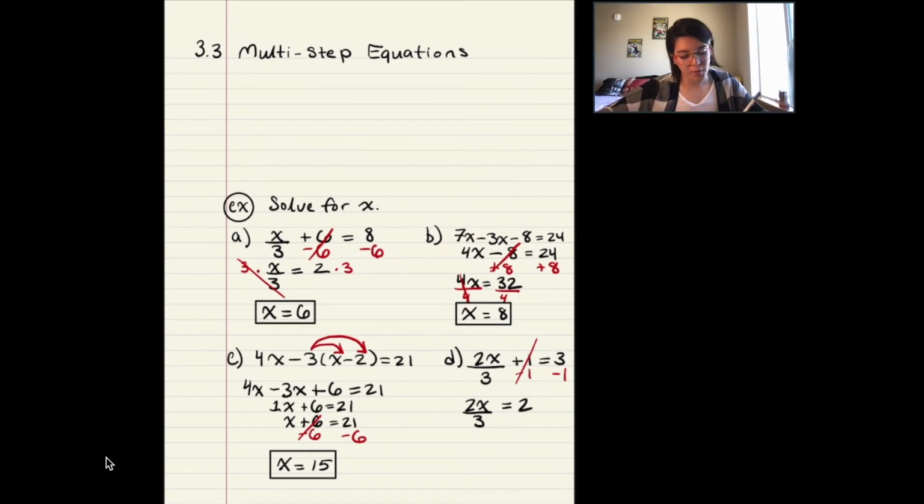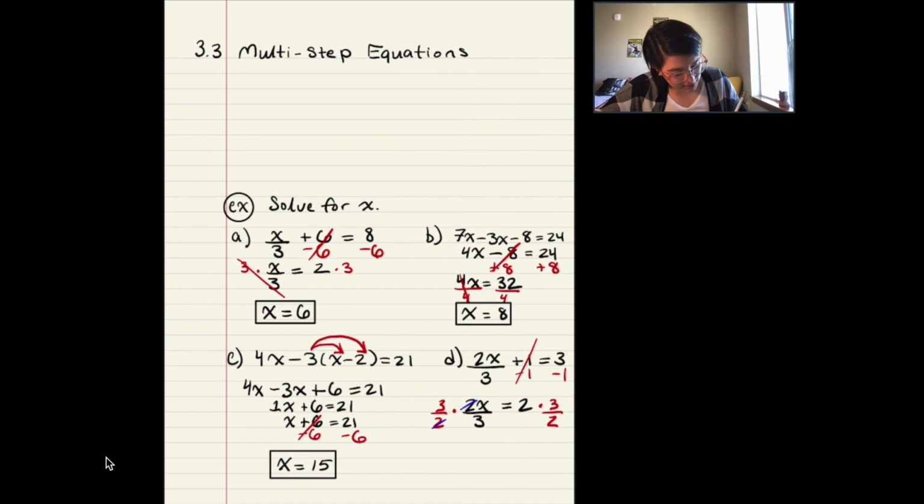And now remember from 3.2, when we have x being multiplied by a fraction, so 2/3, we have to multiply by the reciprocal. So we take that coefficient of 2/3, we flip it, and we multiply it. So 2 over 3, if we flip that, is going to be 3 over 2, and then we multiply it. And what we do to one side of the equation, we do to the other. So we'll multiply this side by 3 over 2 as well.